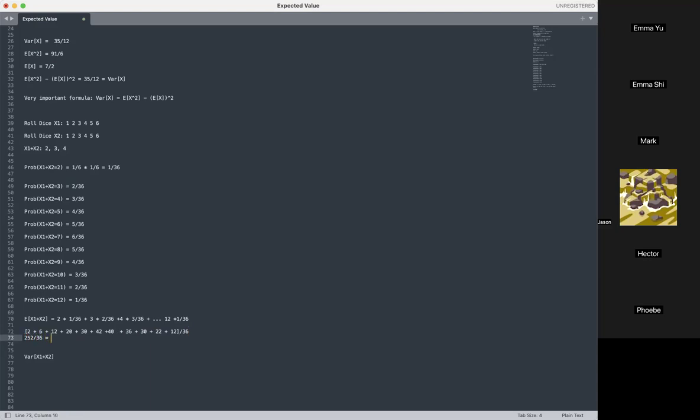And then you can verify that this equals 252. 252 over 36 is 7, because 36 multiplied by 7 is 252. So you will eventually find that EX1 plus EX2 is always equal to EX1 plus EX2.